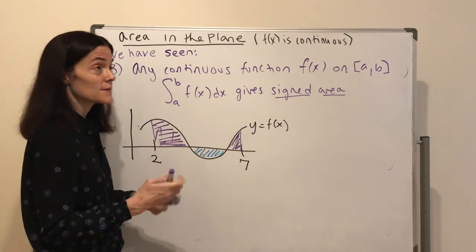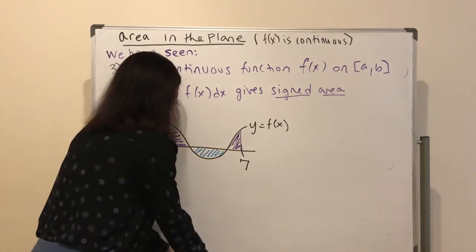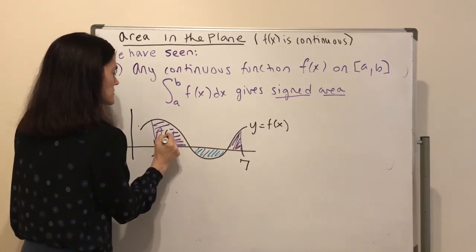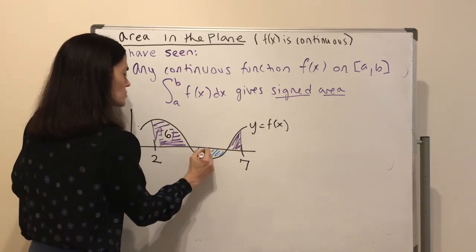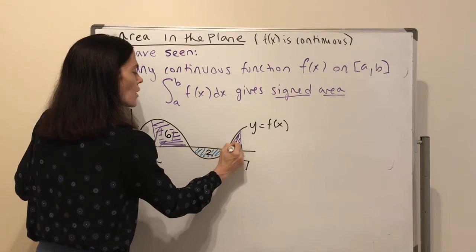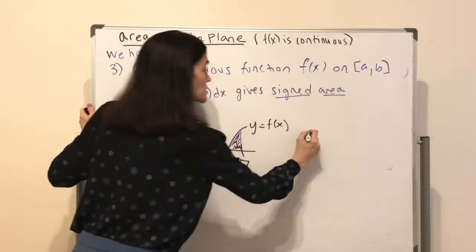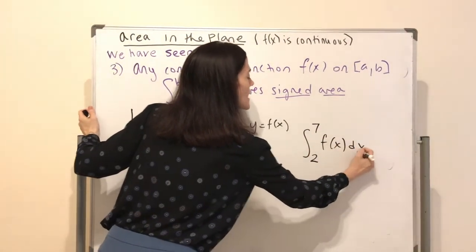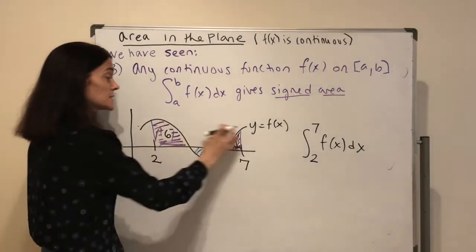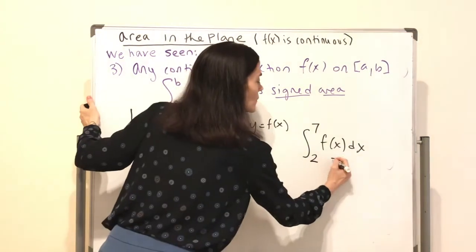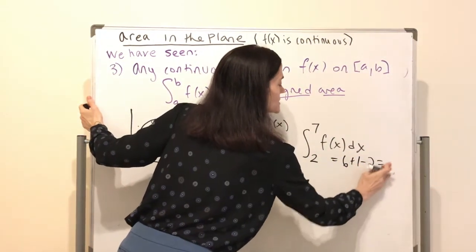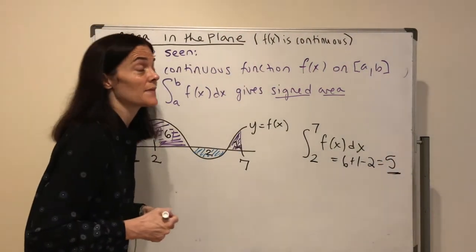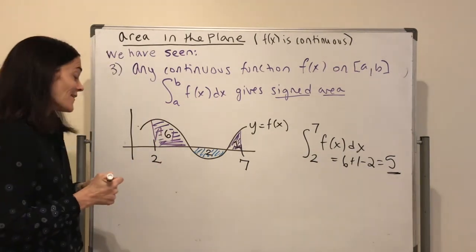Now let's assign some values to these areas. Perhaps this has area 6, and this has area 2, and this has area 1. Then for this function, the integral from 2 to 7 of f of x dx, we can calculate it using signed area. It'd be 6 plus 1 minus 2, which is 7 minus 2, we get 5. And this is what I mean by signed area, and this is also part of what we have seen.